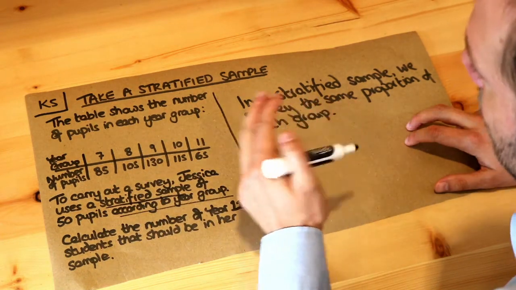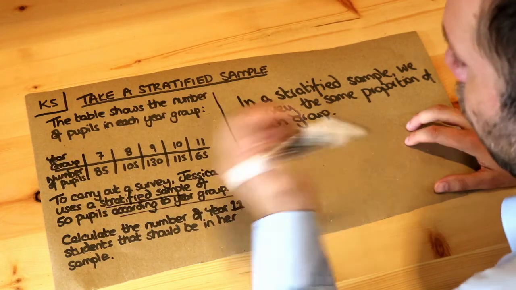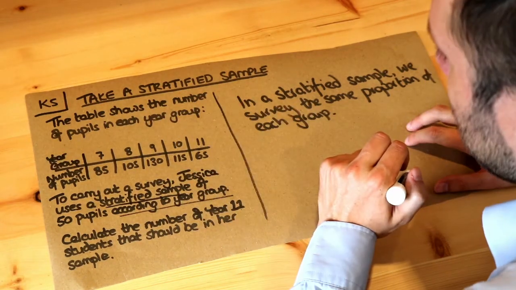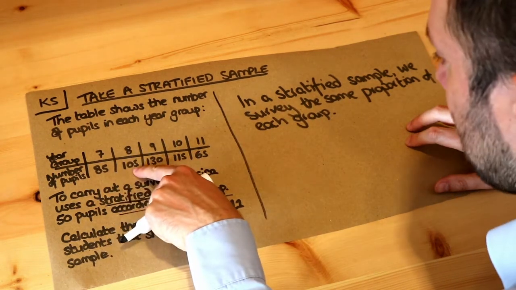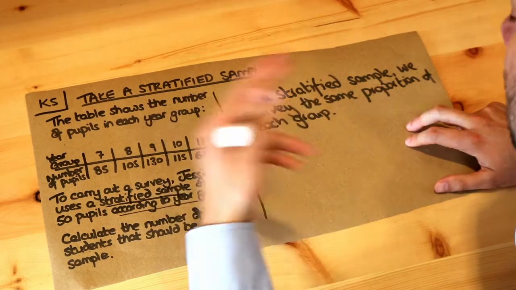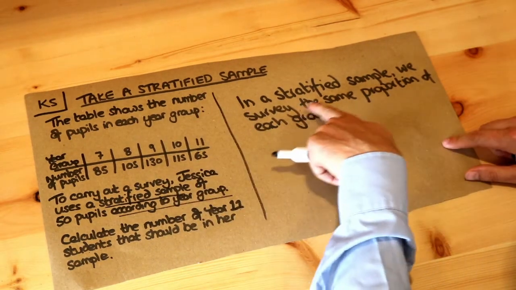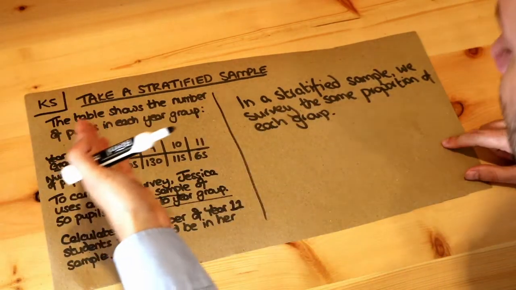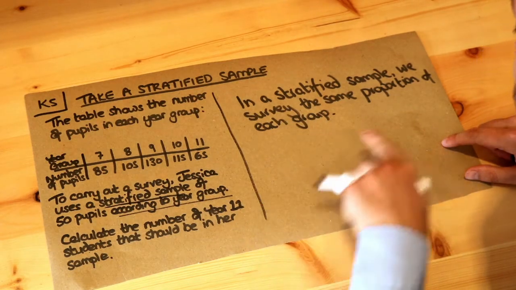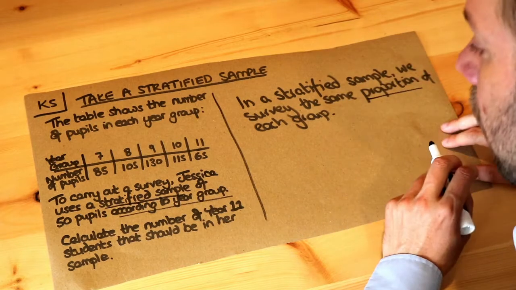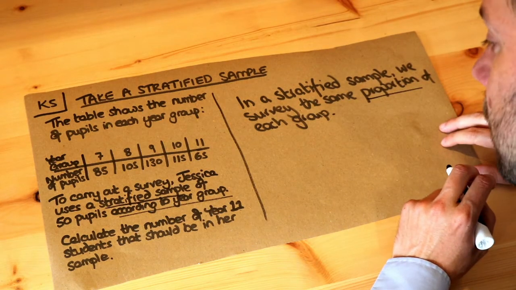So that means in our survey, let's just say we wanted to sample a quarter of the whole school, 25% of the whole school, then we'd need to survey 25% of year 7, 25% of year 8, 25% of year 9, and so on, because we want to survey the same proportion, in that case 25%, of each year group. So let's work out what proportion of the whole year we're actually surveying.